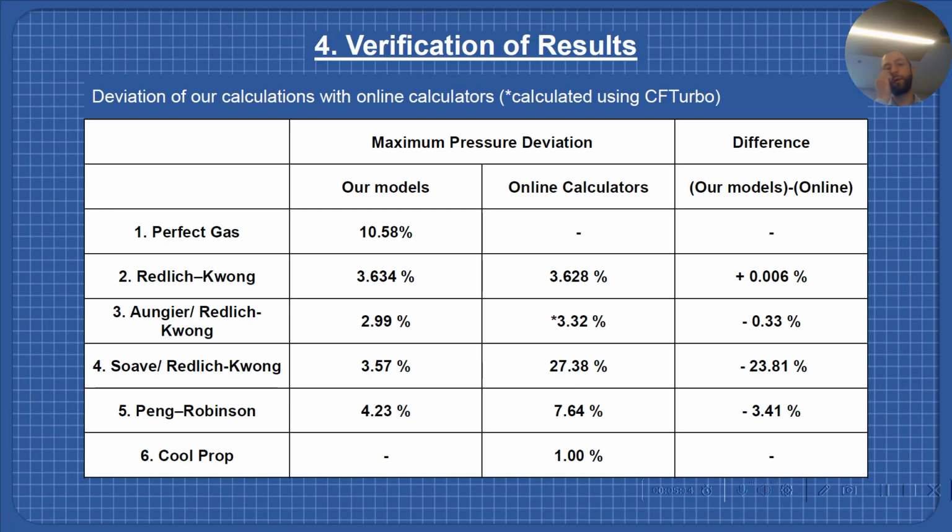In order to verify our results, we used online calculators. We just calculated the difference of our models from the online calculators. Where you see the minus, it is where our models performed better. So you see that in all cases we performed better, except the Redlich-Kwong, which was slightly better than ours. So we consider that we did a very good job.